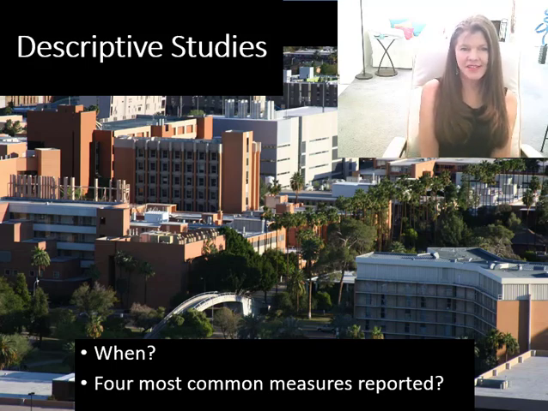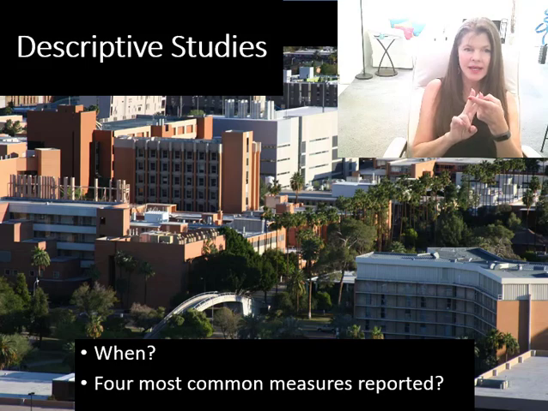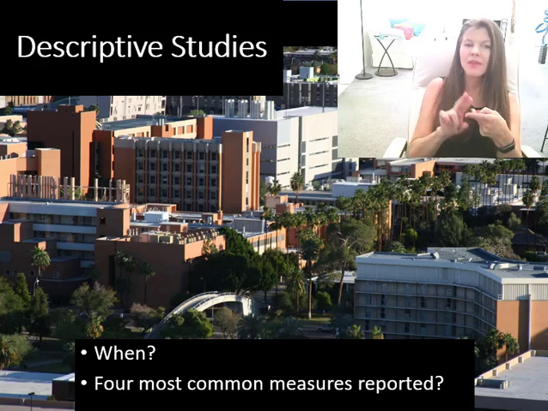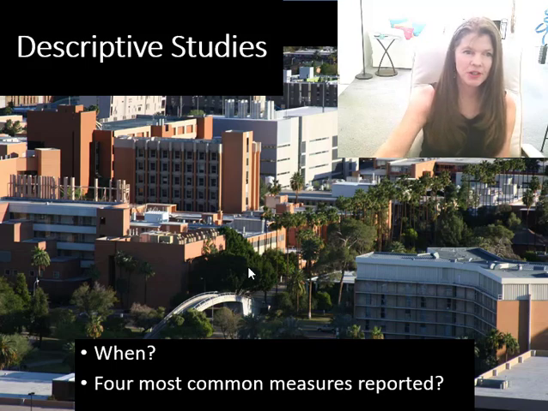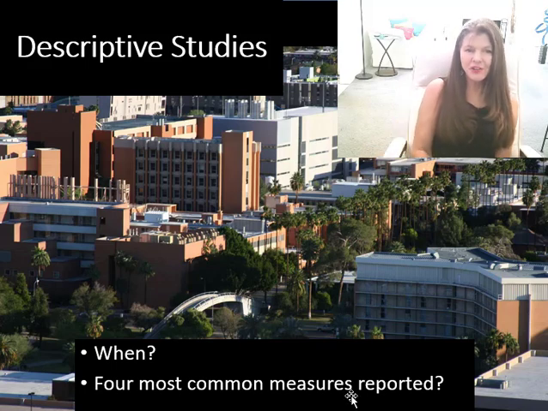You might have guessed the four most common measurements reported in descriptive research from these questions. They are the mean, the median, the mode, and the percentage. Let me repeat that. The mean, the median, the mode, and the percentage. Now you should already know how to compute these, but here's some quick high school math review.